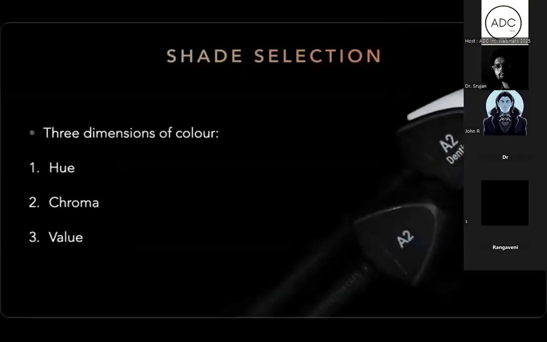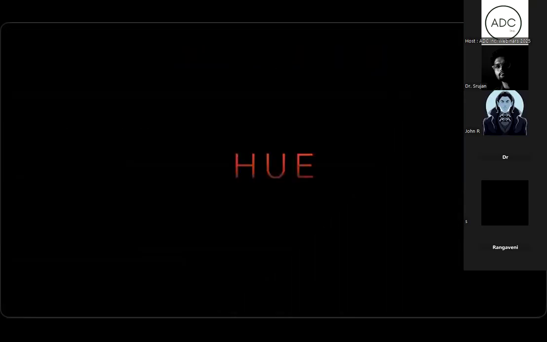Now, when we talk about shade, there are three dimensions of color or shade. We've learned this theoretically, right? There's hue, chroma, and value. But at least I never really understood it entirely when I was taught about this in my college in the prosthodontics department. So I tried to understand a little bit more about it and why it is so important for us. So here it is.